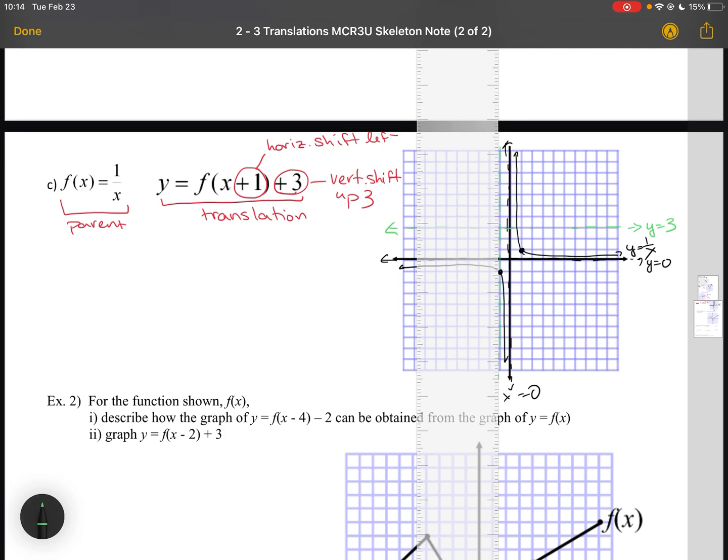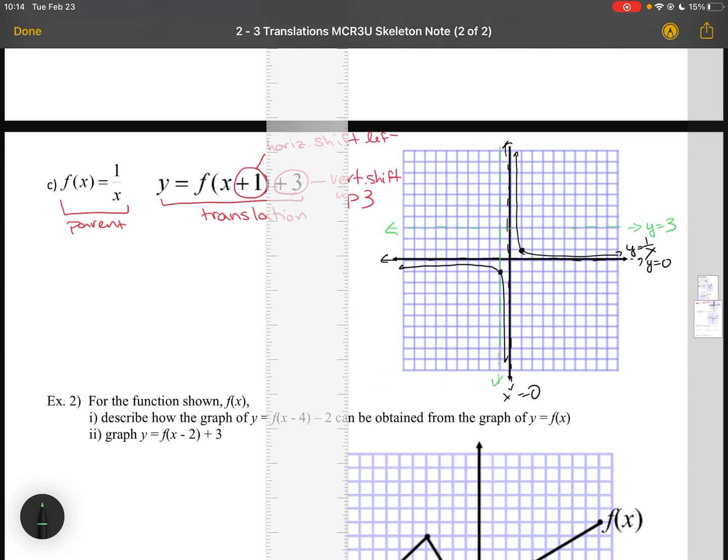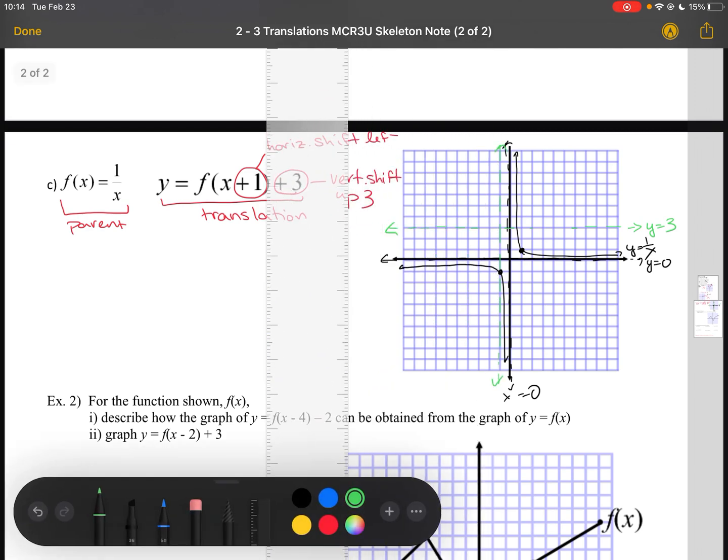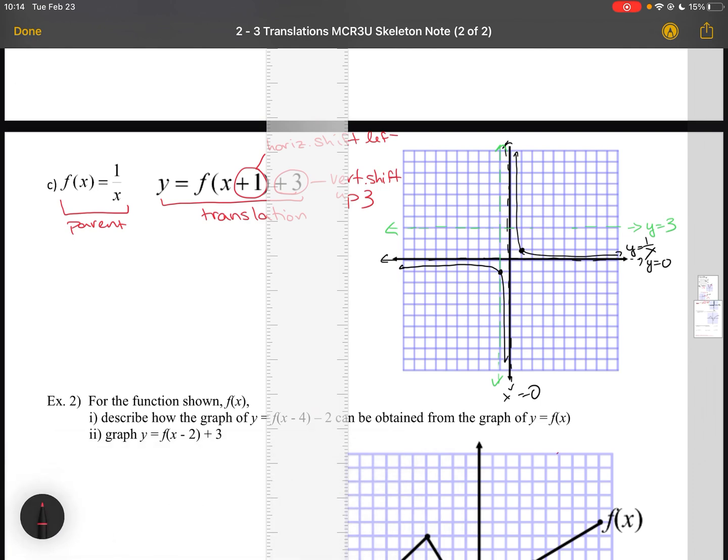And I've got my new equation for my asymptote. So now the next thing that I need to do is to sketch my new function. So that means that I need to shift my points as well. So my first point, this 1, 1 point here, I'm going to shift it left 1 and up 3.